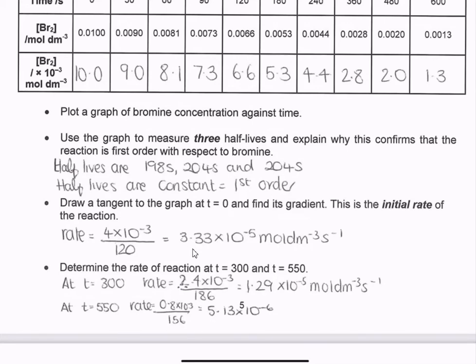I've measured the rate at time equals 0. You can always rewind and have a look at that graph again. And I measured it at time equals 300 and time equals 550. I drew tangents to the curve at these times. You can see that the rate is slowing down, which makes sense because the graph was levelling off. So that's the end of this video looking at concentration time graphs.